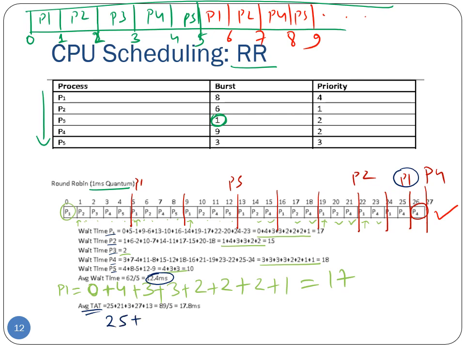P2 finished after 21 milliseconds. So turnaround time is 21 milliseconds. P3 finished after 3 milliseconds. So its turnaround time is 3. P4 finished here at 27. So its turnaround time was 27. And finally P5 finished at 13 milliseconds. So its turnaround time was 13. So let's add all of this, comes to 89. Just divide this by 5 and the average turnaround time would be 17.8 milliseconds.